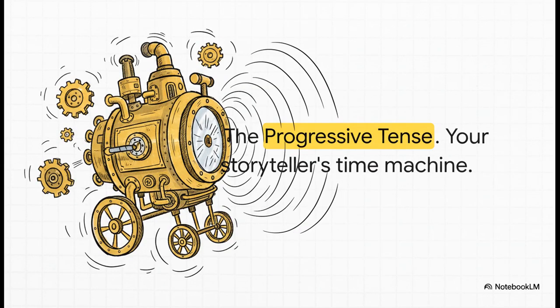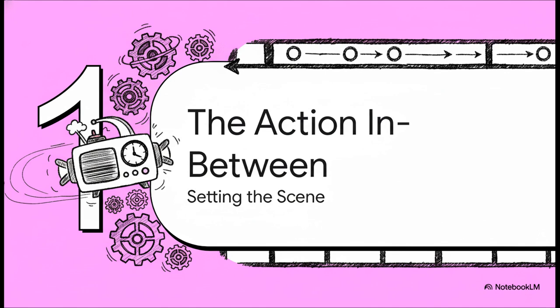Well, that's where the progressive tense comes in. It is the perfect tool for describing ongoing action. Seriously, think of it as your own personal time machine. It lets you zoom right into a moment and see everything that was happening all at once. Okay, let's fire up that time machine. First stop, we're going to explore this idea of the action that's happening in between all the big moments.